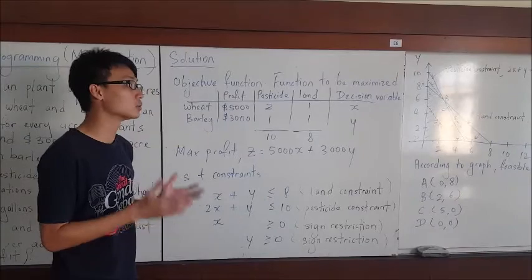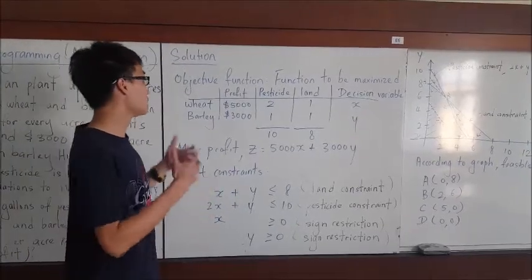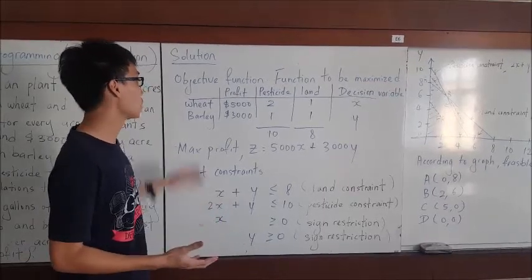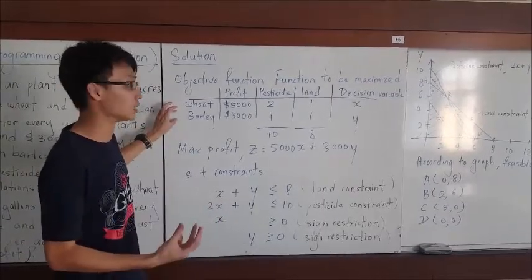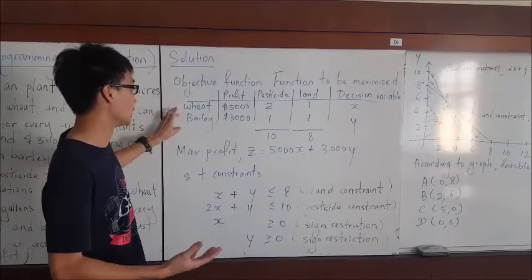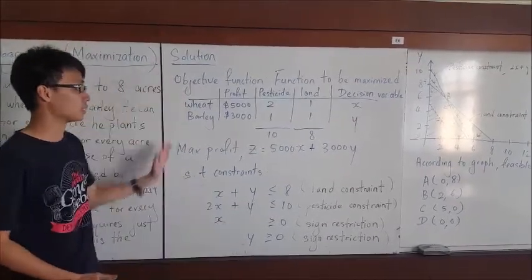Ultimately, what we really want to know from this question is the quantity of wheat and barley to be planted in order to get the maximum profit. Which is why wheat and barley are the unknown parameters here, and why we use x and y: x for wheat and y for barley. So that's the general understanding of the question.